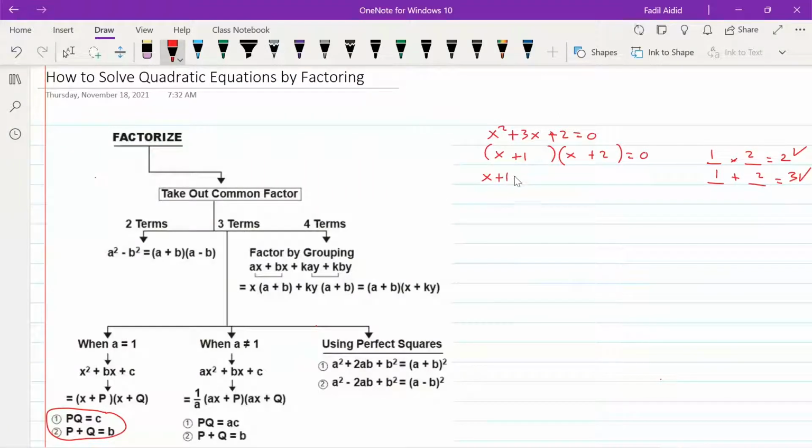So x plus 1 equals 0, or x plus 2 equals 0. Solve for x, subtracting both sides by 1, so x equals -1, or x equals -2.